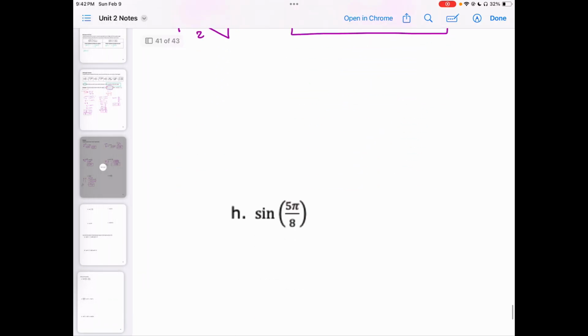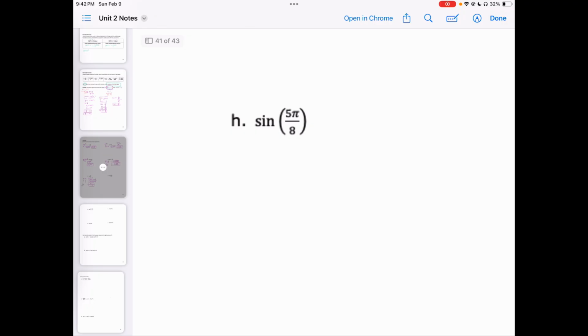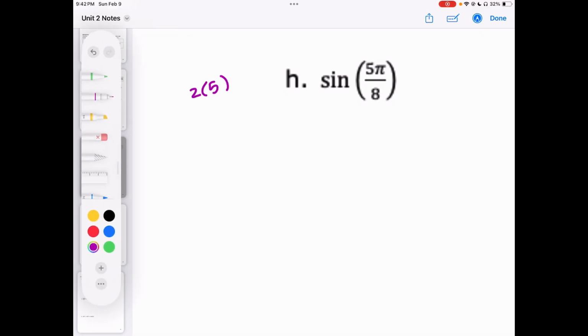Okay, if we keep going, now we have sine of 5 pi over 8. Thinking about when I double that, that would be 2 times 5 pi over 8, which would be 10 pi over 8 or 5 pi over 4. I'm thinking about sine. The sign would be negative in that section.